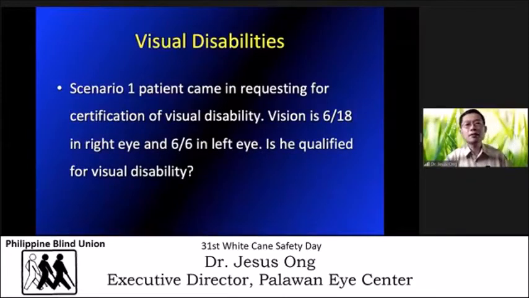Now, scenario 1. Patient came in requesting for certification of visual disability. So, di ba, siyempre, gusto rin natin magkaroon ng benefits, lalo na kung tayo may problema sa paningin, no? If the vision is 6/18 in right eye, and 6/6 in left eye. So, di ba ang natin, pag 6/18 ay considered as low vision na siya. Tapos, yung kabilang mata, no, is 6/6. Qualified ba siya sa visual disability?